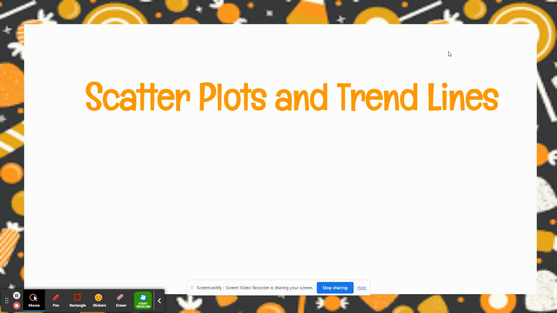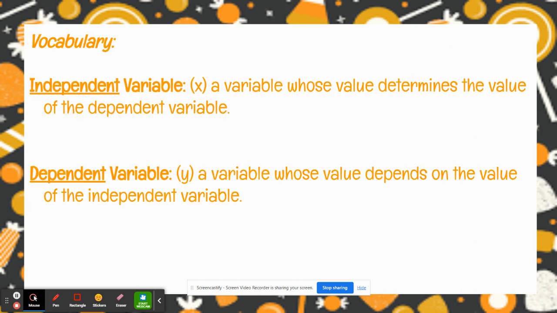Scatterplots and trend lines. Independent variable is your x, a variable whose value determines the value of the dependent variable. Dependent variable, your y, is a variable whose value depends on the value of the independent variable. So you can think of something like an equation.